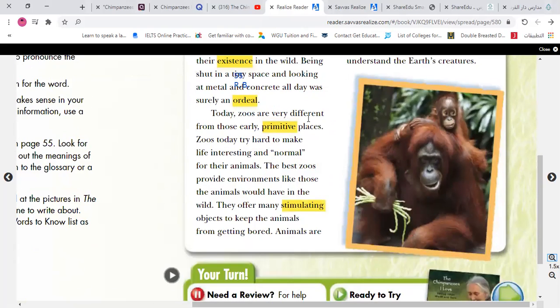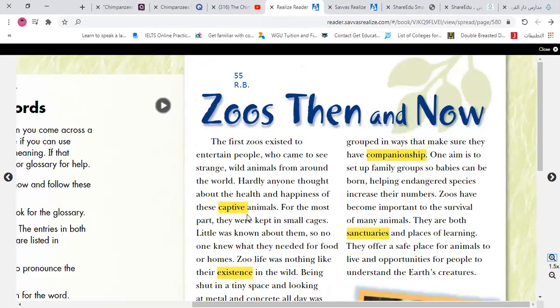Today, zoos are very different from those early primitive places. Zoos today try hard to make life interesting and normal for their animals. The best zoos provide environments like those the animals would have in the wild. They offer many stimulating objects to keep the animals from getting bored. Animals are grouped in ways that make sure they have companionship. One aim is to set up family groups so babies can be born, helping endangered species increase their numbers. Zoos have become important to the survival of many animals. They are both sanctuaries and places of learning. They offer a safe place for animals to live and opportunities for people to understand the earth's creatures.